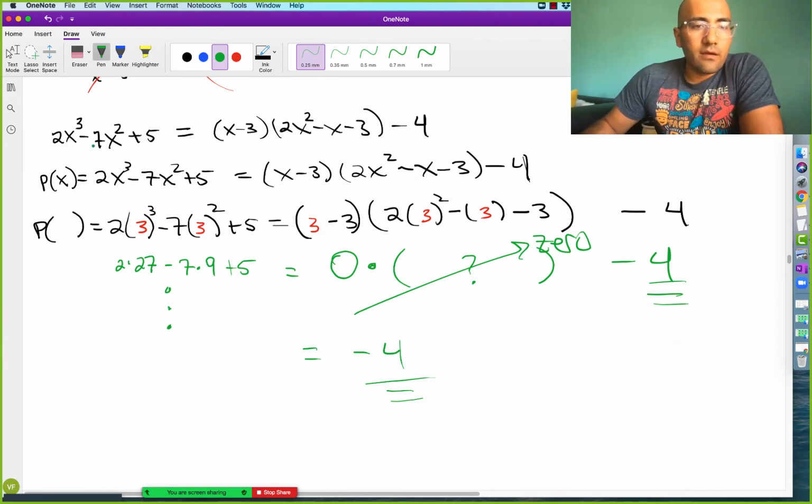Once we divide our polynomial, we can rewrite it this way: divisor times a quotient plus the remainder. And if we try to evaluate that polynomial at this value, at c, then at x equals 3, this term will become 0, and the remainder will be our answer.